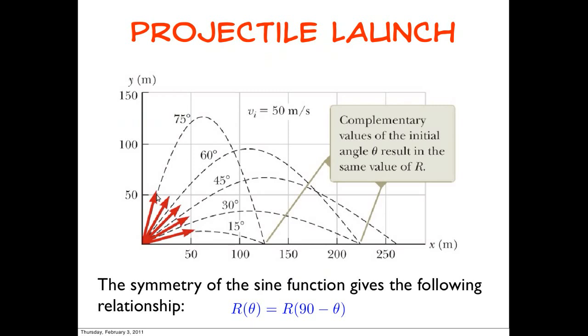Because of the symmetry of the sine function, the range for theta is equal to the range for 90 minus theta. So as an example, let's take a look at this plot. Let's see what is the range for a trajectory of 30 degrees on this plot. We find that to be 225 meters. If we take 90 minus 30, we end up with 60. And if we look at the projectile range for an initial angle of 60 degrees, we find it too has a range value of 225 meters. Again, this is just a relationship of the sine function.